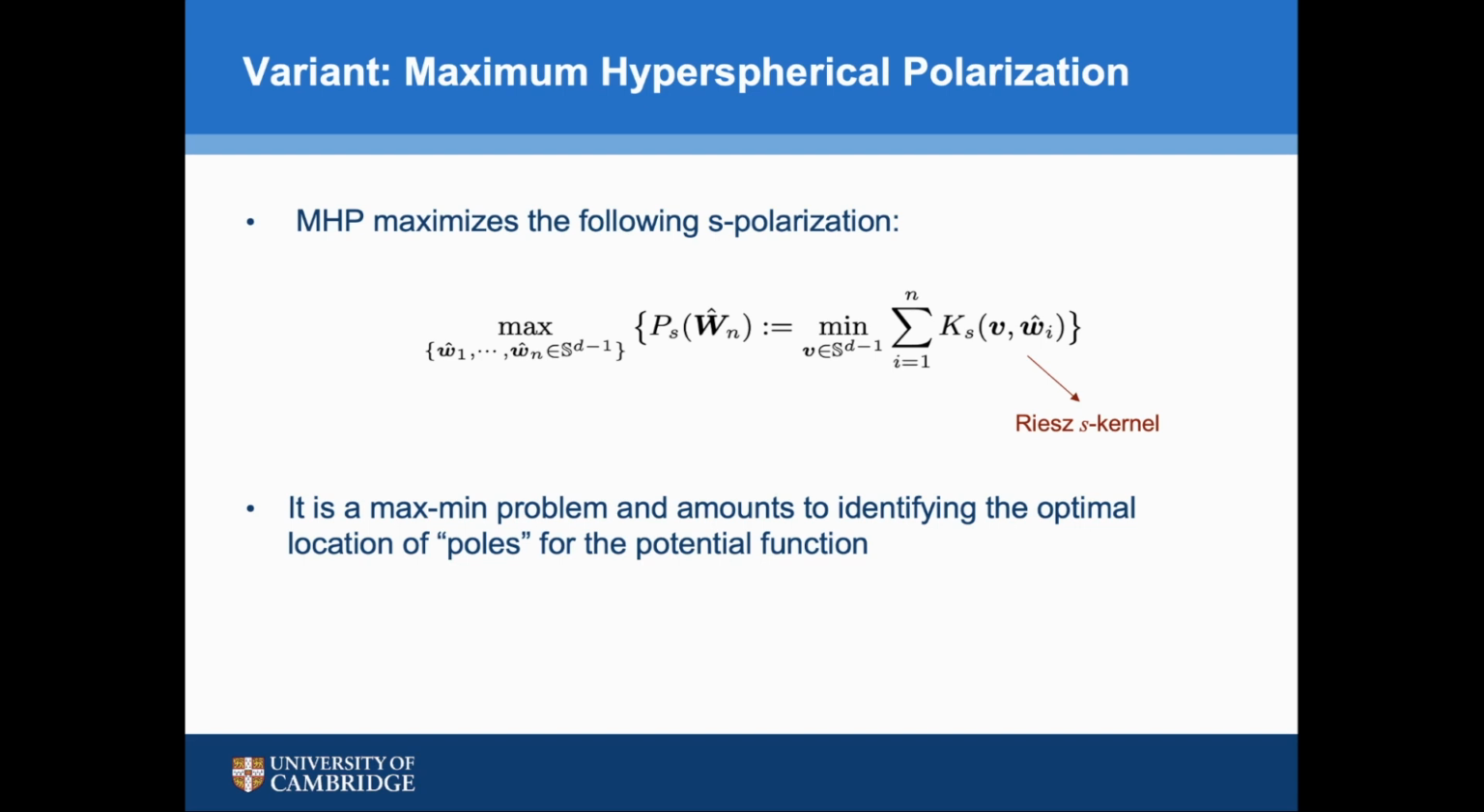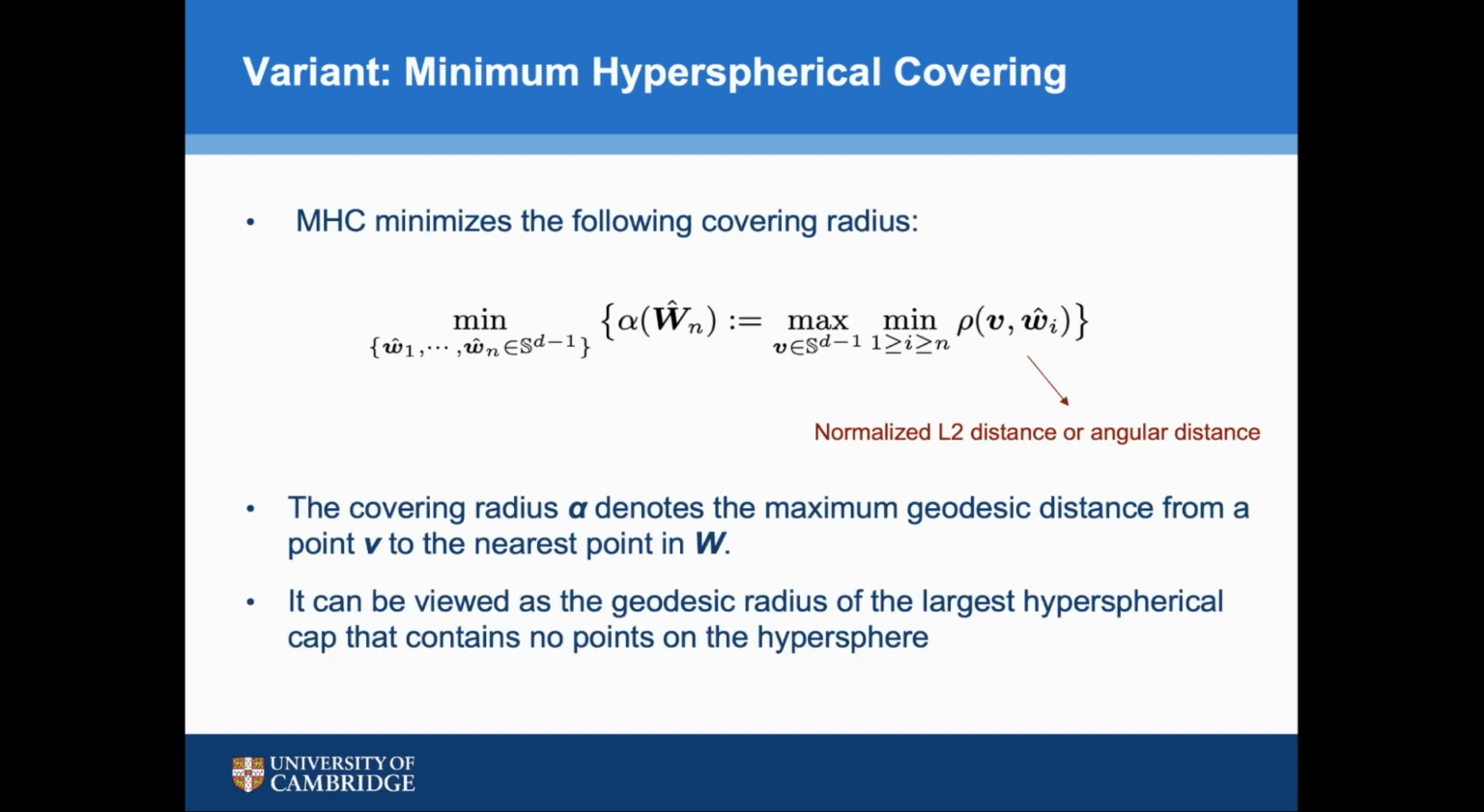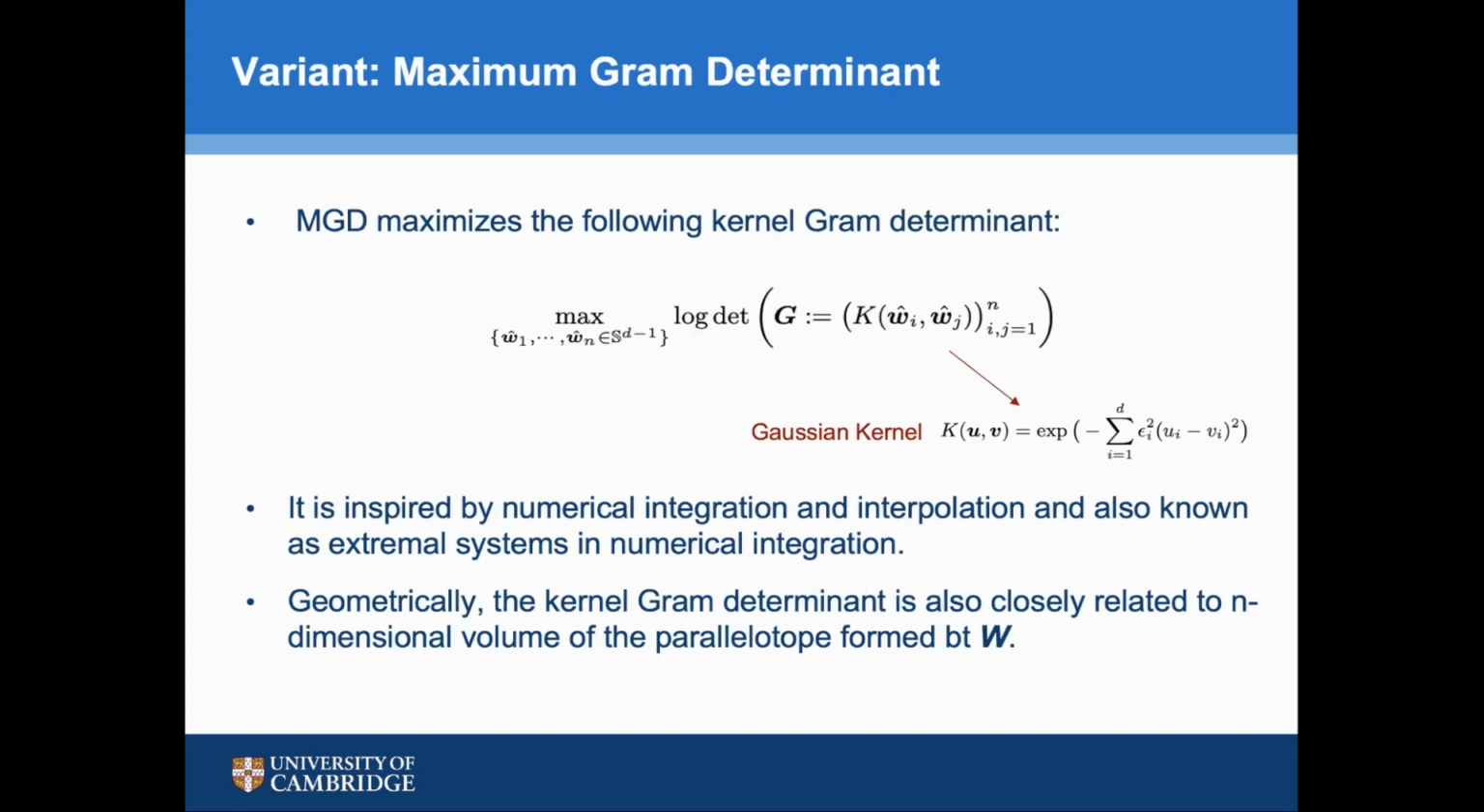vector to the hypersphere. We also propose minimal hyperspherical covering. It first finds a minimal ball on the hypersphere that contains no weight vectors, and then maximizes the radius of this ball. Finally, we take inspiration from numerical integration and propose maximum Gram determinant, which is to maximize the log determinant of the Gram matrix.